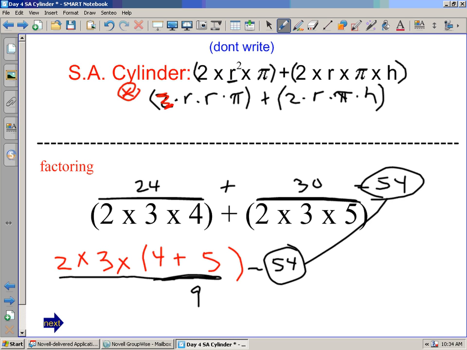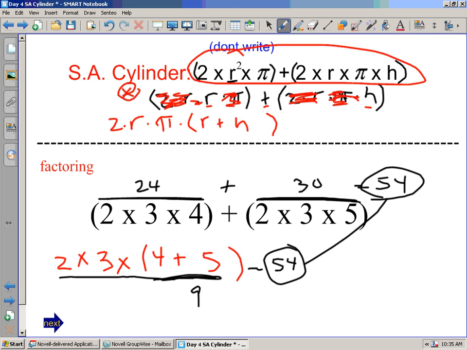Well, I have a 2 times r on both sides. I also have a times pi on both sides. And then I have one little more multiplication symbol on both sides. I pulled out all the things that are in common to both sides, leaving me the set of parentheses with r plus h. We've taken this longer formula that you see up top here, and we've factored it, making it a much shorter formula.